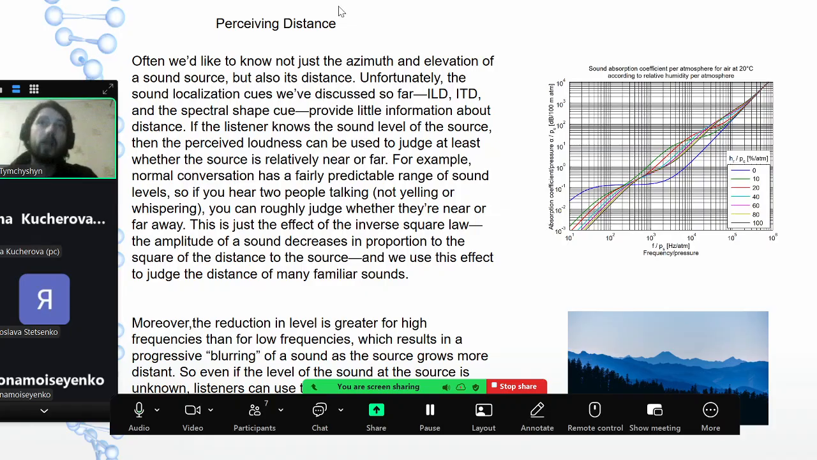We are pretty bad when perceiving distance because there is not enough information in the sound. Only if we recognize the source of the sound and we know more or less how loud it should be, we will be able to estimate the distance.